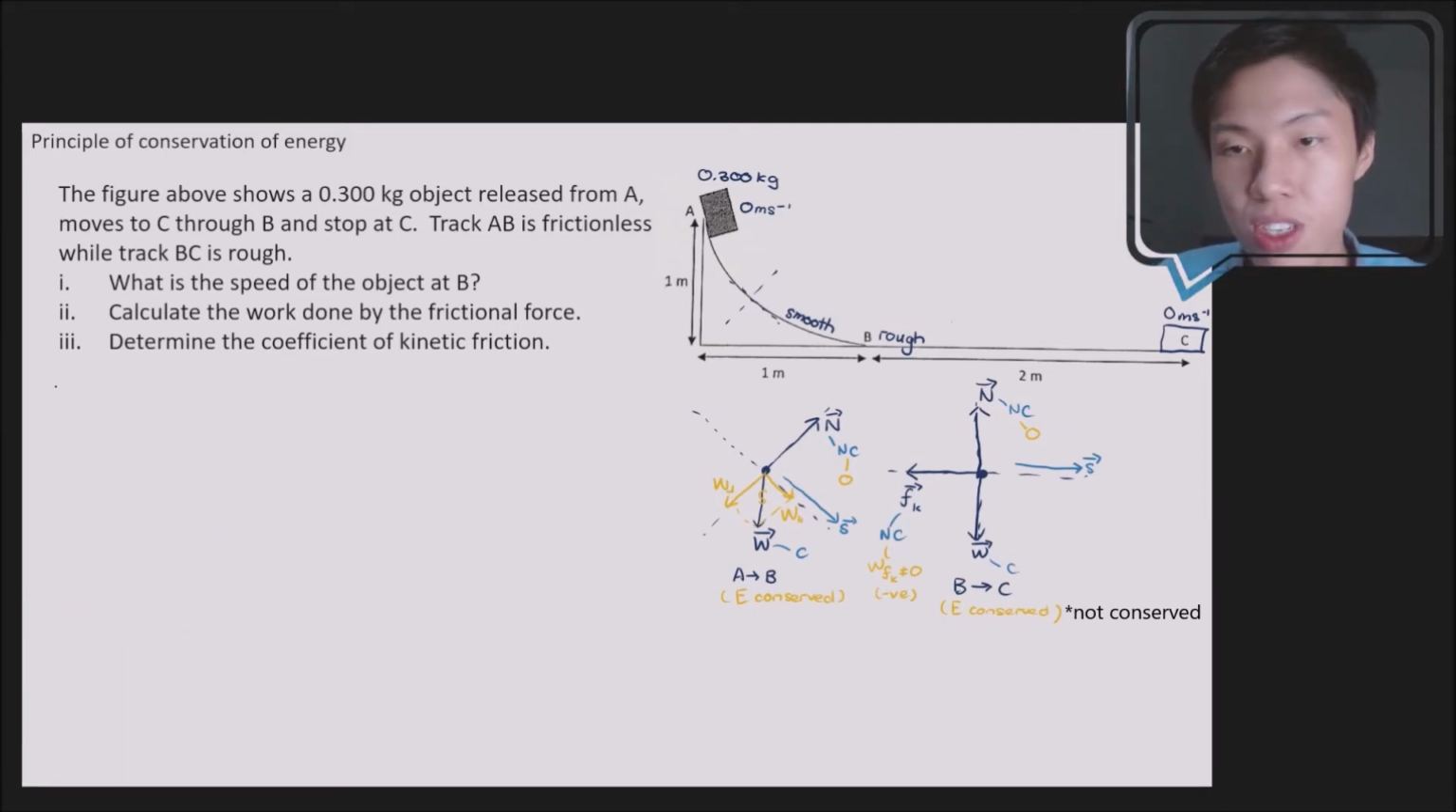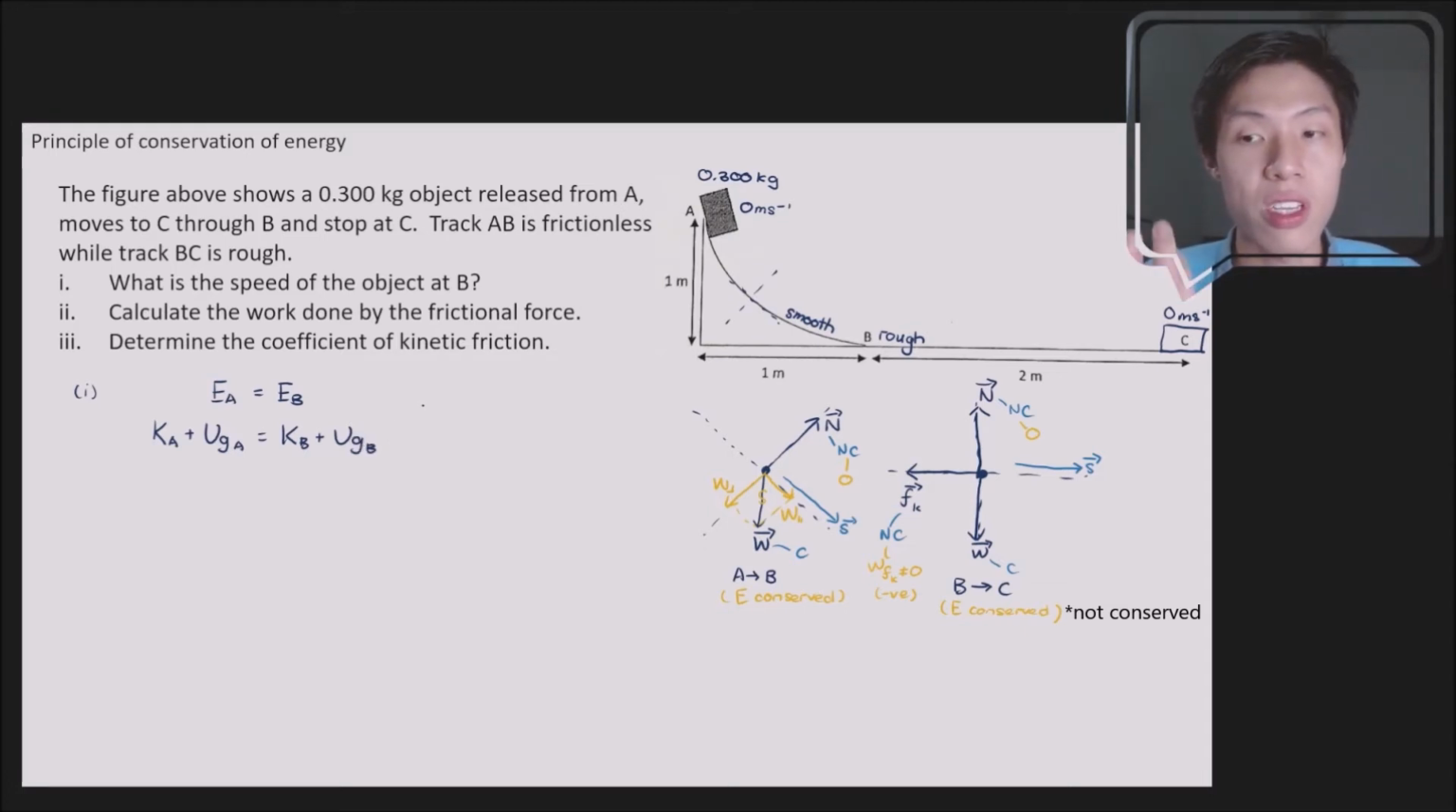For question A, they ask for the speed of the object at point B. So we are interested in something about point B. We know most of the stuff for point A. So let's compare the mechanical energy for position A and position B by saying that the mechanical energy at position A is equal to the mechanical energy at position B. And mechanical energy is just the sum of the kinetic energy and gravitational potential energy. So the kinetic energy plus the gravitational potential energy at position A equals the kinetic energy plus the gravitational potential energy at position B. There's no elastic material here, so I'm eliminating the elastic potential energy straight away.